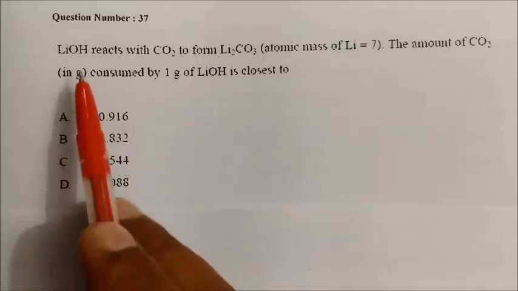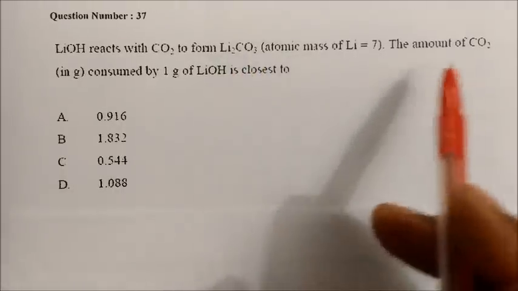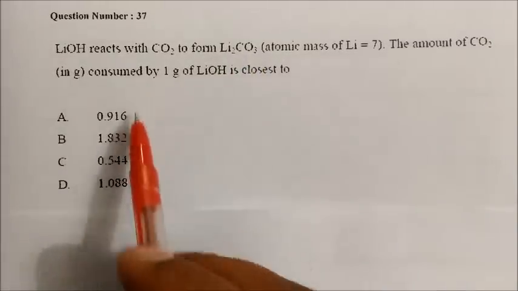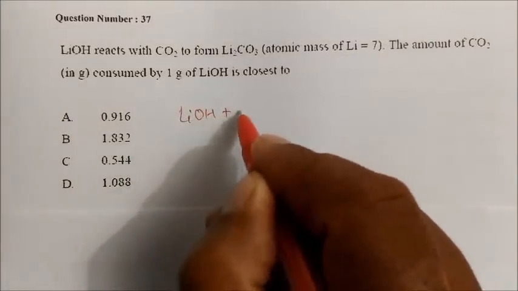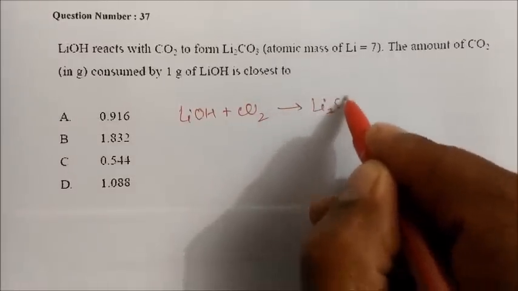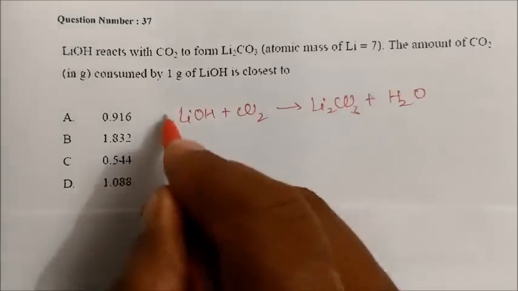Lithium hydroxide reacts with carbon dioxide to form lithium carbonate. What is the amount of carbon dioxide if 1 gram of lithium hydroxide is consumed? So you write the reaction: LiOH plus carbon dioxide gives the product Li2CO3 plus water. Balance it, this is the 2.